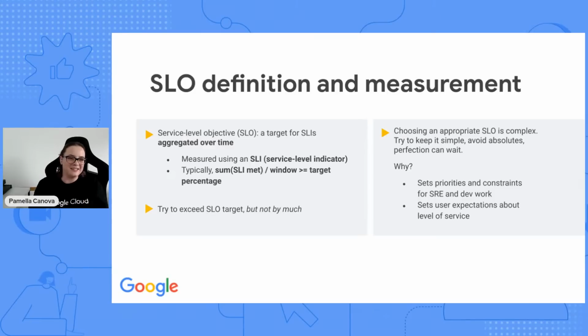So as I said, the SLO is the aggregated SLIs over time, and it's typically measured if we divide the sum of the SLI match over the period of time, then we have a target percentage of SLO. And it's very hard to decide on an appropriate SLO, but it's important to try to keep it simple at the beginning if you don't have one, and you work it over time.